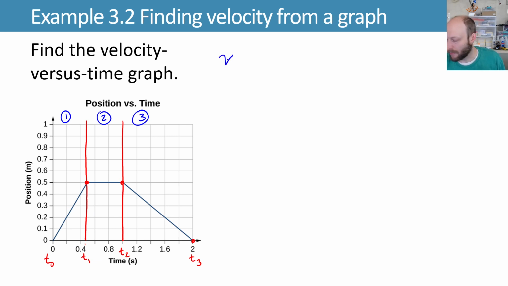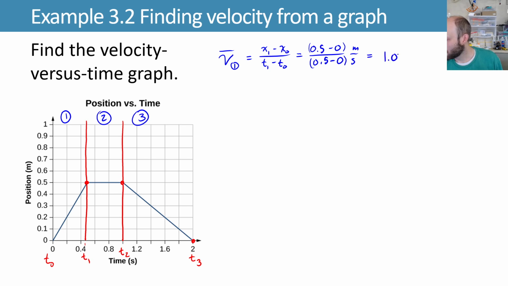So we'll say that my average velocity for region 1 is going to be equal to my final position x1 minus my initial position x0 over the elapsed time, time 1 minus time 0. We'll plug those in and we get 0.5 minus 0 divided by 0.5 minus 0. The units on the top are meters, the units on the bottom are seconds. And so we end up with 1 meter per second. Lovely. We can now draw this on a plot here.